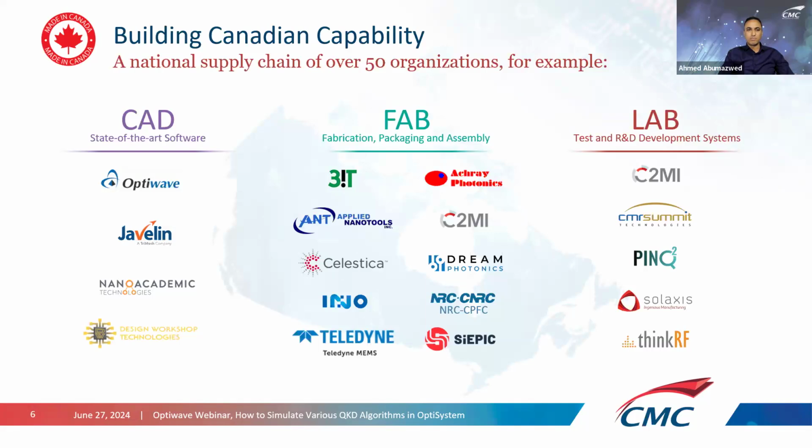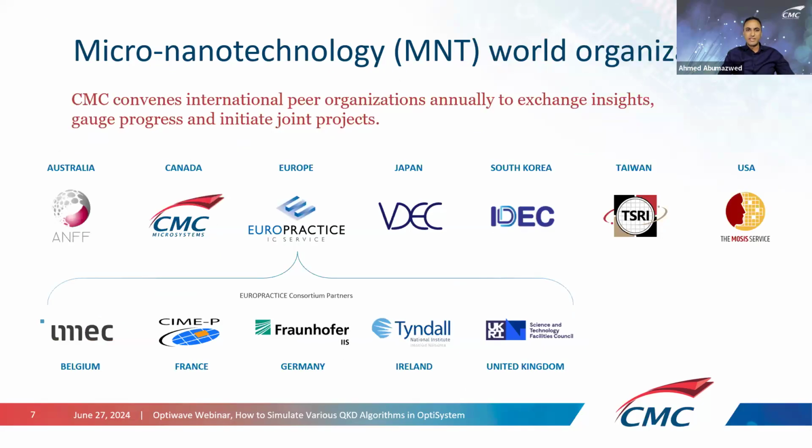CMC is supporting building the Canadian capability by creating a national supply chain of over 50 organizations. As you can see here on the slide, we show only one example under 3 categories: CAD, Fab, and Lab. As I mentioned earlier, CMC has built the supply chain to advanced technologies across 17 countries, but also CMC convenes international peer organizations annually to exchange insights and collaborate on projects to introduce a new technology offering to our members.